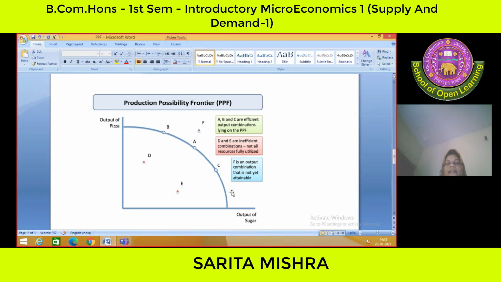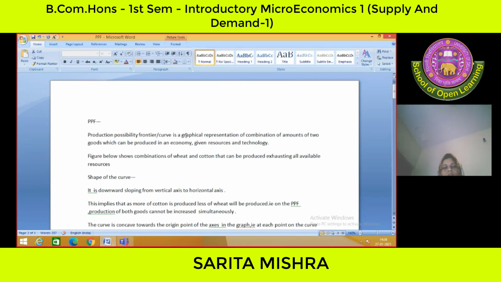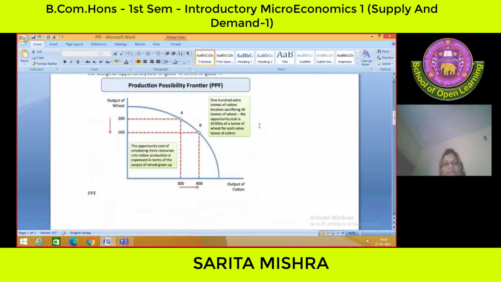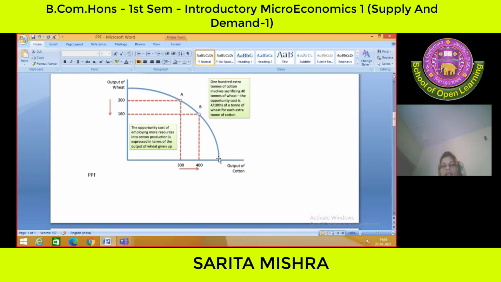Now, as far as the whole economy is concerned, the importance of the production possibility frontier is in showing whether an economy is operating efficiently or not. By definition, it represents the combinations of amounts of two goods which can be produced in an economy given resources and technology. Now look at this point on the x-axis where the curve joins the x-axis. This point represents 0 units of wheat and the maximum units of cotton. Similarly, this point represents the maximum units of wheat and 0 units of cotton.